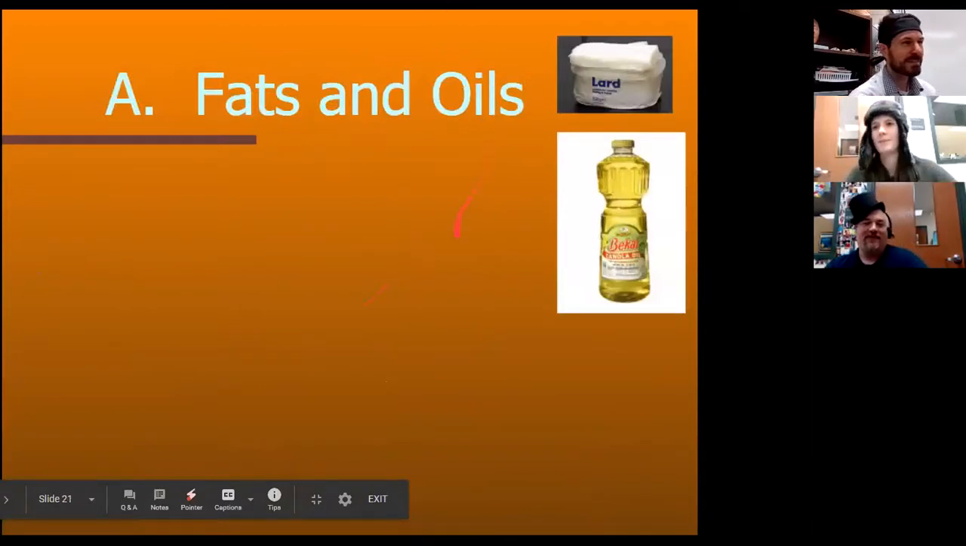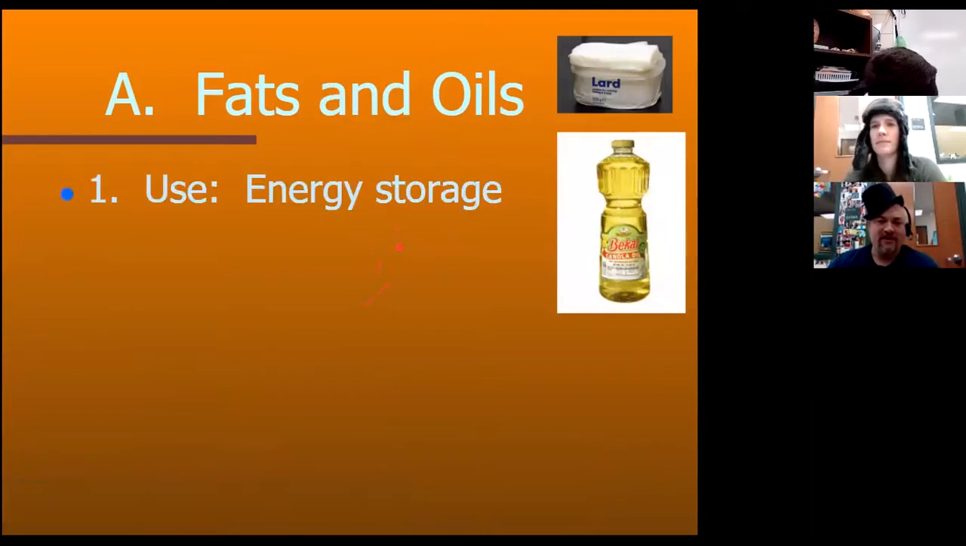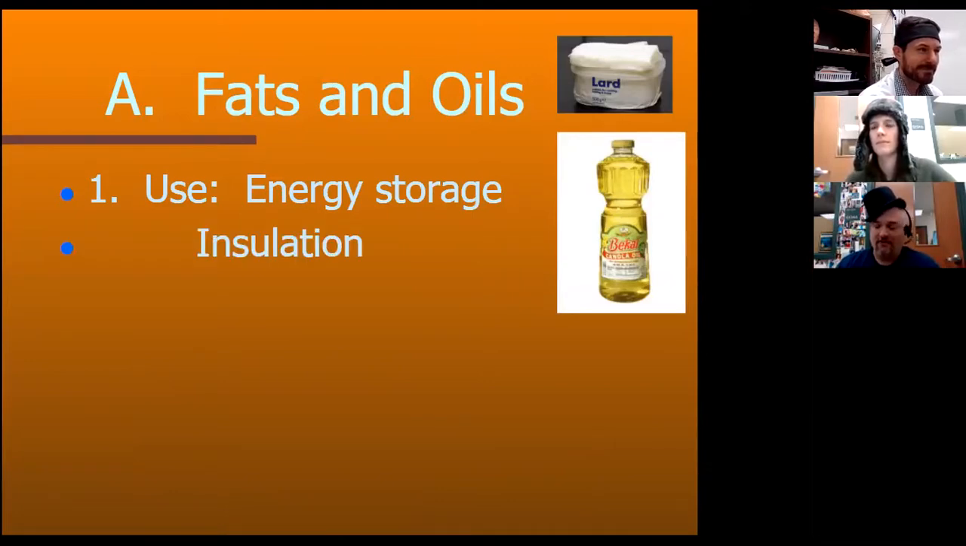All right, so I'll do fats and oils. These are probably the lipids that we're all most familiar with. For both plants and animals, we use fats and oils. One of the main things we use them for is energy storage. We also use them for insulation and cushioning.